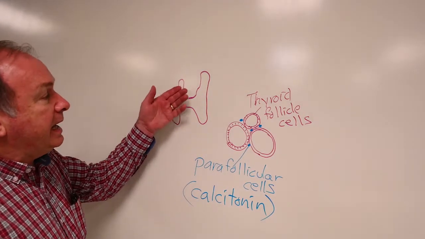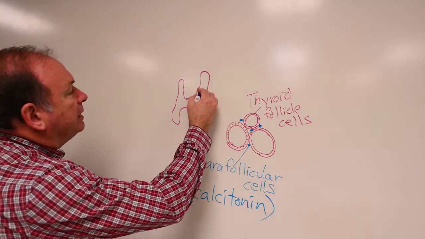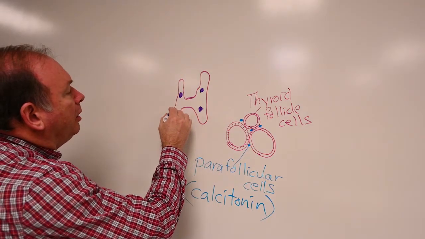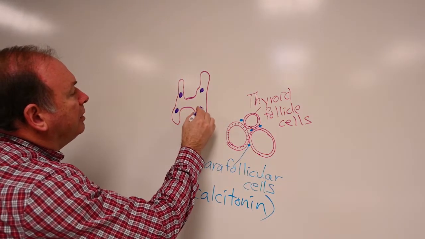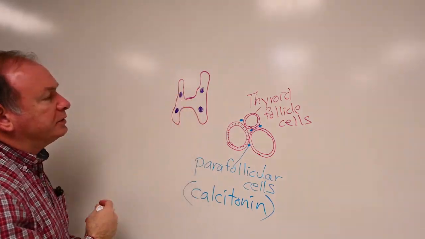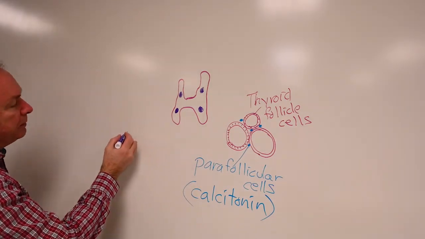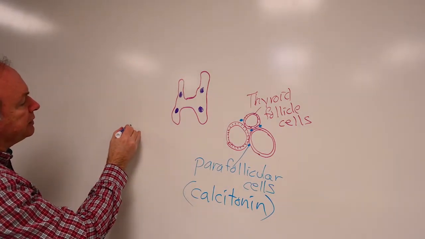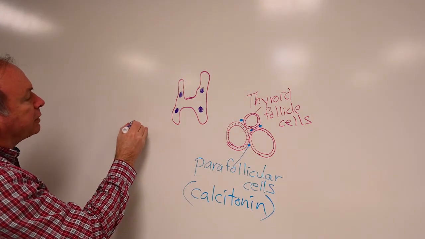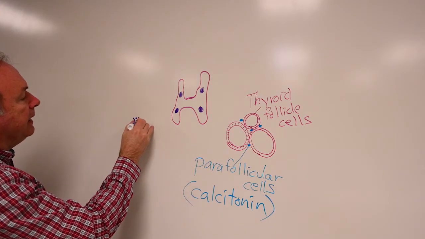On the back side of the thyroid gland, there are typically 4 masses of tissue we call parathyroid tissue, the parathyroid gland. It's divided into 4 parts here. In the parathyroid tissues, there are 2 cell types. There's a small cell type that produces the parathyroid hormone. These are called principal cells.